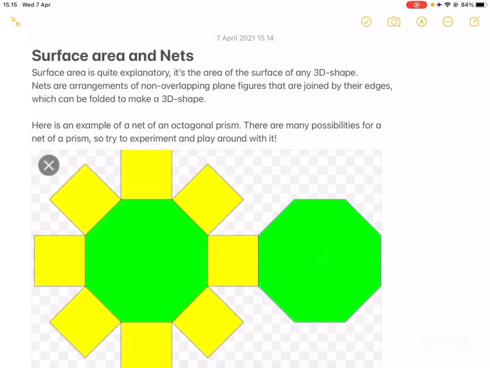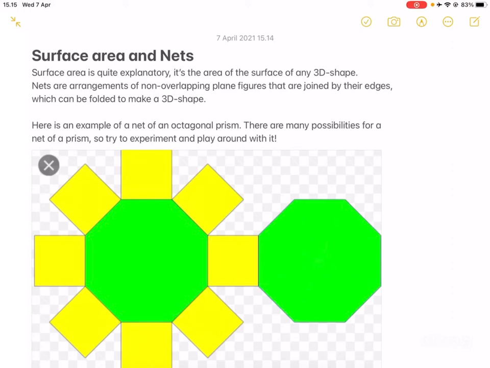Alright, we're going to talk about surface area and nets now. So surface area is, well, quite explanatory. It is the area of the surface of any 3D shape. While nets in this geometrical context are arrangements of non-overlapping plane figures. So for example, you cannot put a plane figure on top of another. So we have non-overlapping plane figures that are joined by their edges, which can be folded to make a 3D shape.